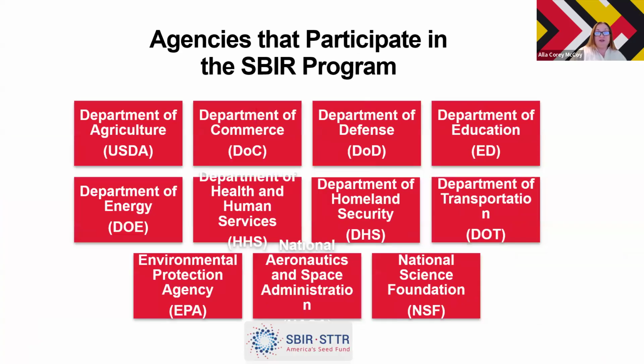These are the governmental agencies that participate in the SBIR program. They each have their own application process. You can visit sbir.gov to search for the opportunities. And if you are interested in applying for a specific opportunity, you should reach out. It is very much recommended that you first reach out to the program manager within that agency to discuss what is the best way to proceed.